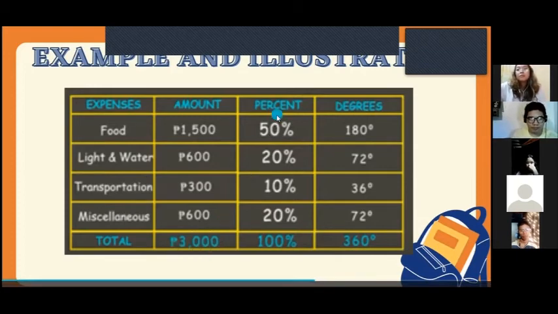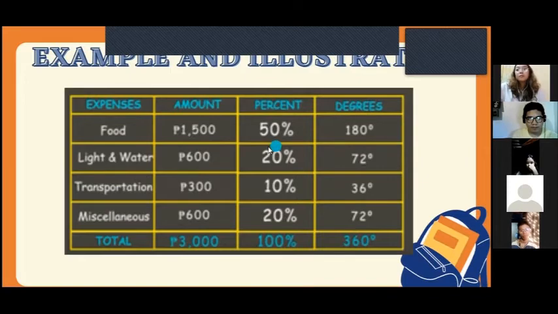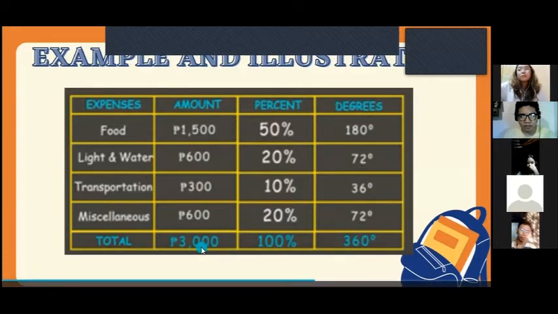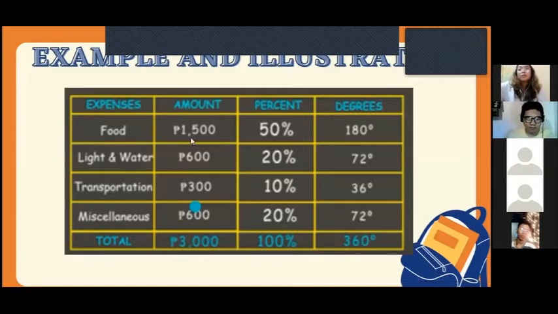So we have here the percent. If you're wondering how I got this percent, well, I used the total. The total will serve as our divisor, so we're going to divide. Here, the 1,500 pesos is our dividend. To get the answer, the quotient, the quotient will be 50%.